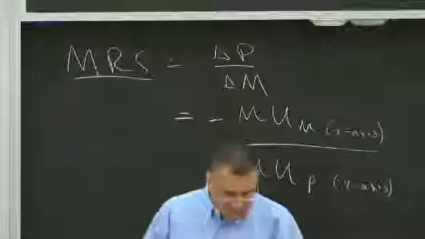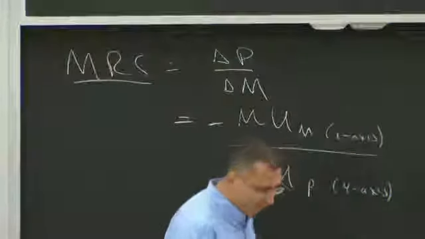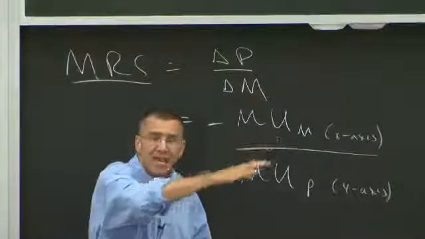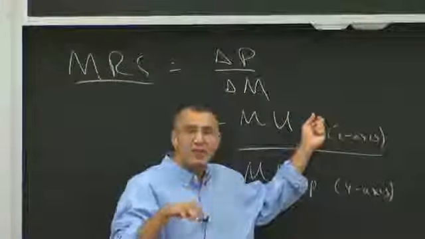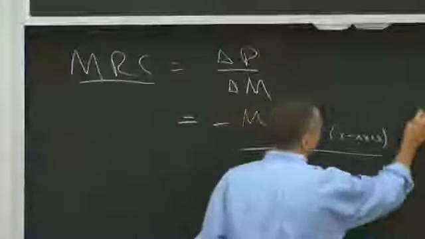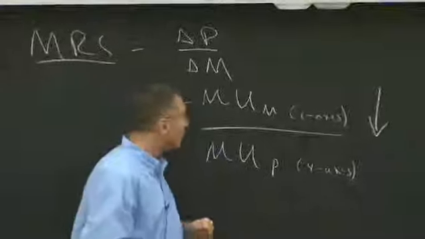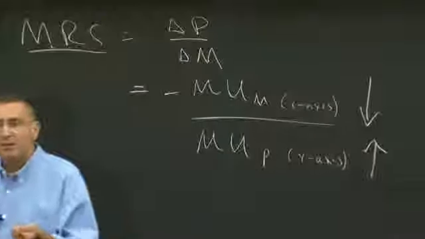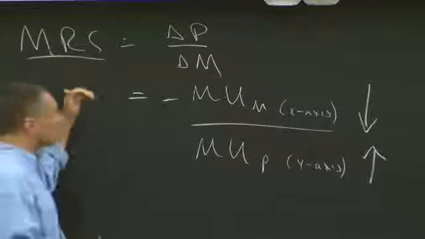What this is saying is, let's relate this to the graph. As you get more movies and less pizza, as you move down that curve, what's happening to the marginal utility of movies? What direction is it heading? It's decreasing, right? Because you're getting more movies, and marginal utility is a negative function of quantity. Likewise, the marginal utility of pizza is increasing because you're getting less pizza, so you care about each pizza more. And that's why the marginal rate of substitution diminishes.